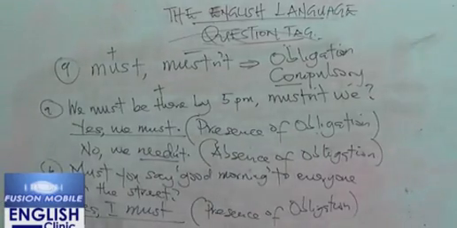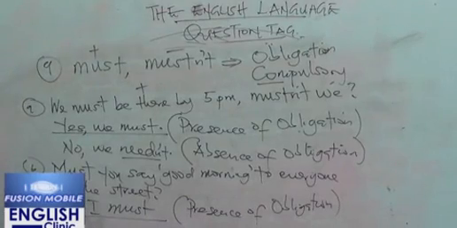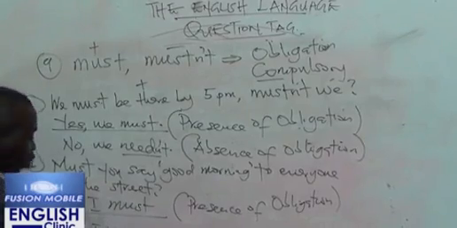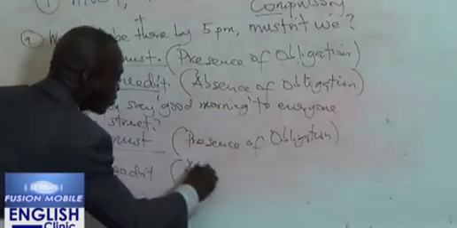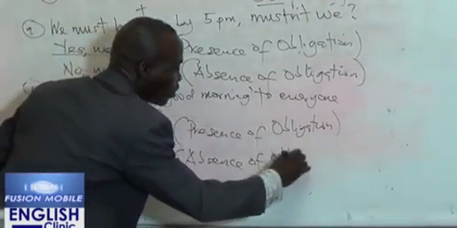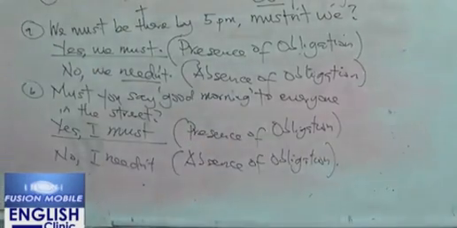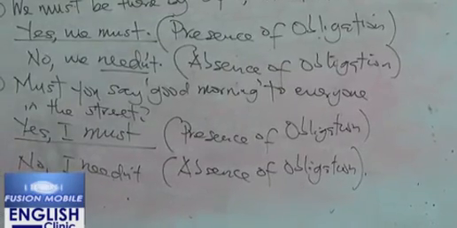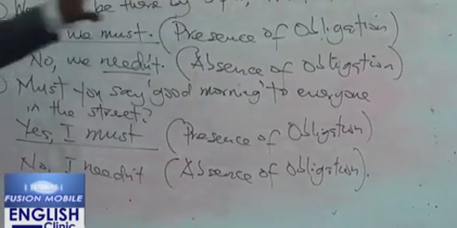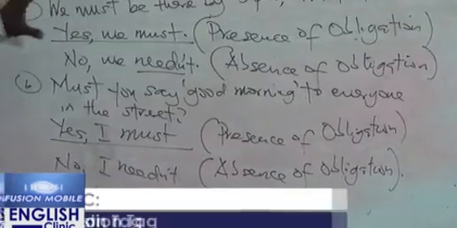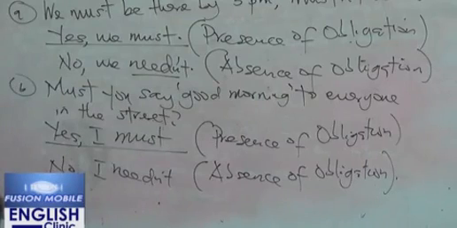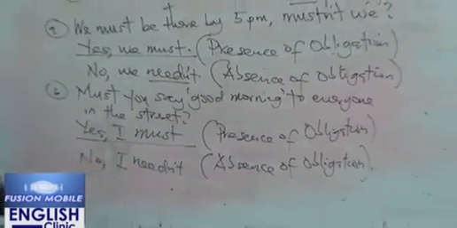But if the person is not under obligation to say good morning to everyone he or she meets in the streets, then the response will be, no, I needn't. So that means there is an absence of obligation. So, whenever we have the expression must or mustn't, mustn't is not necessarily the opposite of must. When there is a presence of obligation, we say yes, we must. If there is an absence of obligation, we say no, we needn't. So this concludes our discussion of the 9th rule of question tag.